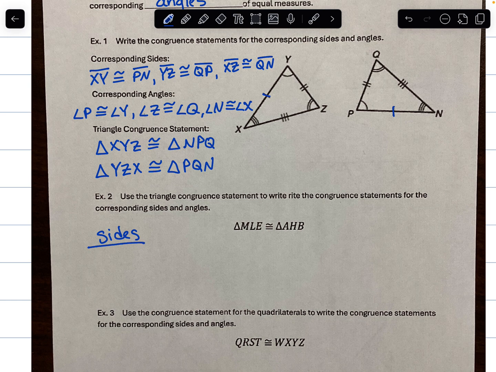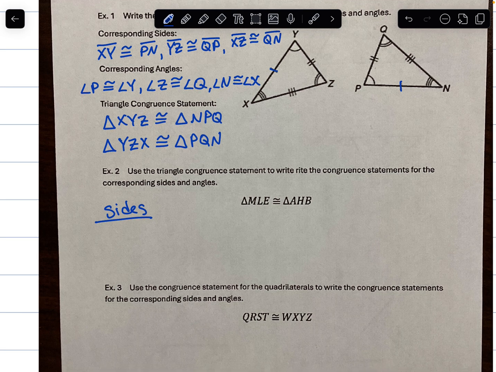Okay. Can anyone tell me from that what sides would be congruent to each other? ML and AH. Okay, so ML is congruent to what, Austin? AH. Right? Because ML are the first two listed, AH are the first two listed. So that is one pair. What else?